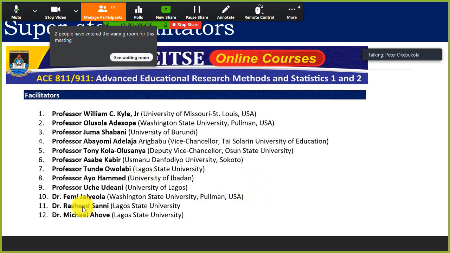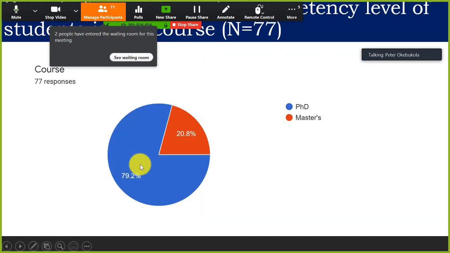Professor Uche Udeani from University of Lagos. Dr. Femi Jayola is our expert on qualitative research and data analysis from Washington State University. Dr. Rashid Soni, who is our center manager of Lagos State University. Dr. Michael Ahove, who is a wonderful researcher, an expert in analysis of moment structures and instrument development. These are our facilitators. Let me go back again.